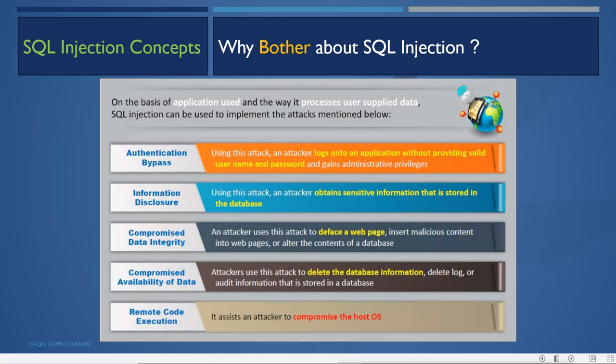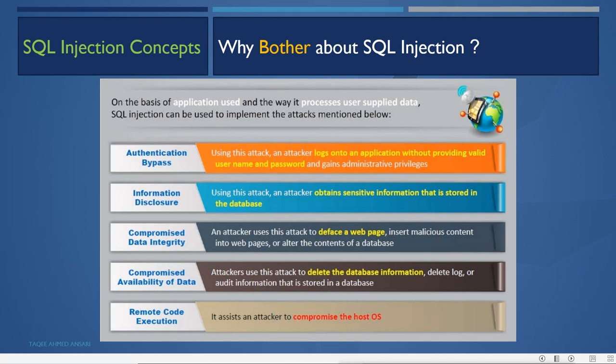On the basis of the application used and the way it processes user-supplied data, SQL injection can be used to implement the attacks mentioned below. First, authentication bypass. Using this attack, an attacker logs onto an application without providing a valid username and password and can also gain administrative privileges. Then information disclosure. Using this attack, an attacker obtains sensitive information that is stored in the database.